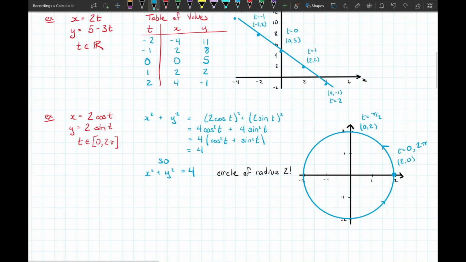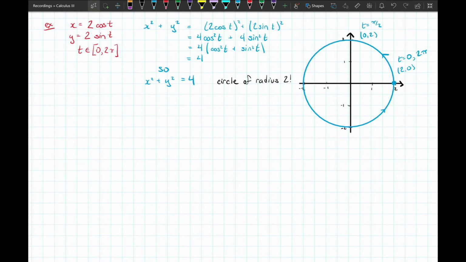Now, it's important to know that not all parameterizations are unique. There's more than one way to parameterize this circle. For instance, I could have chosen a different interval for t. Maybe instead of starting at t equals 0, I just want to start at t equal to negative pi and travel as far as t equal pi. Or I could have chosen t to be all real numbers and gone around the circle infinitely many times. But there are several other ways in which I can create quite different equations that involve the same shape.